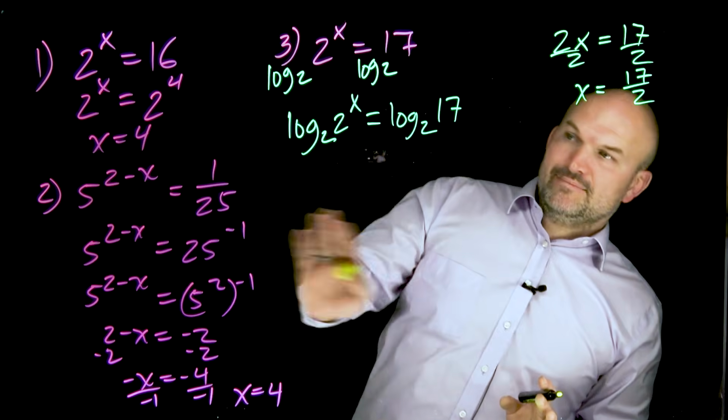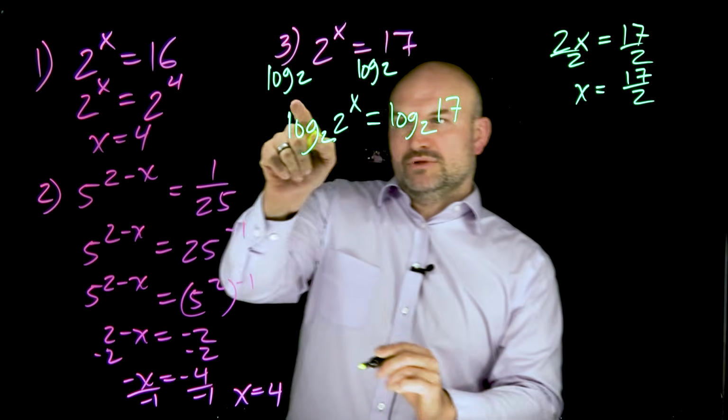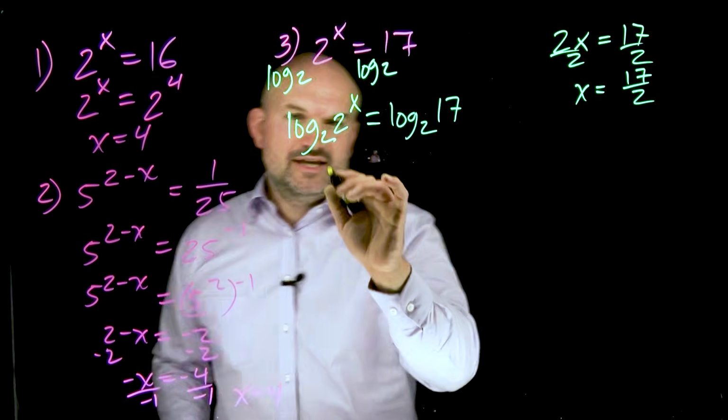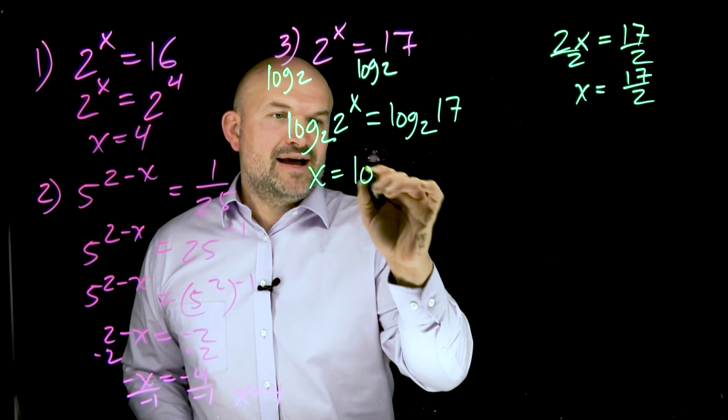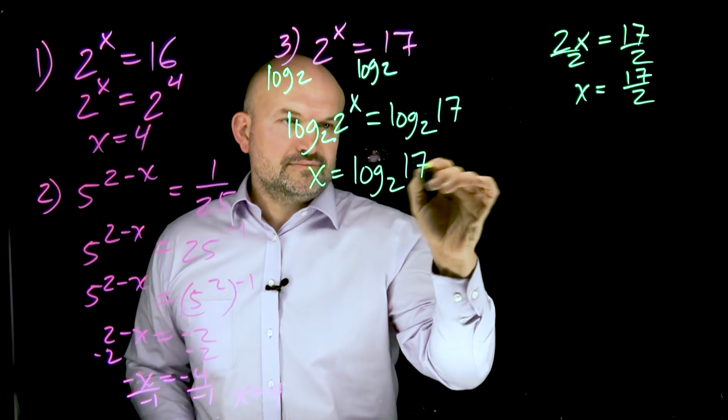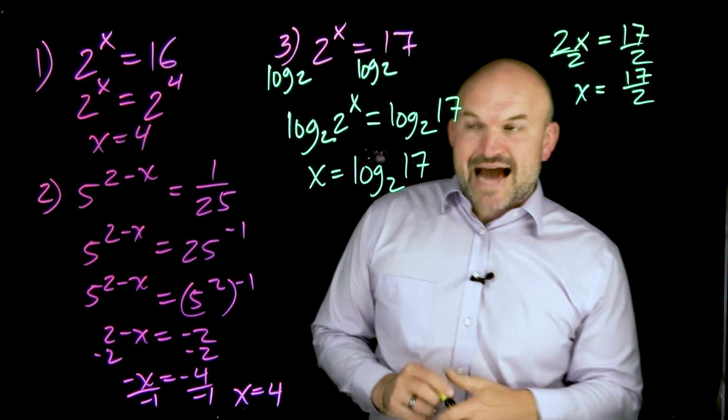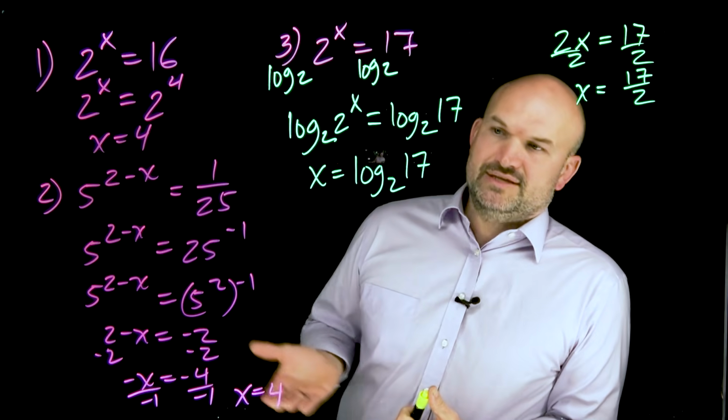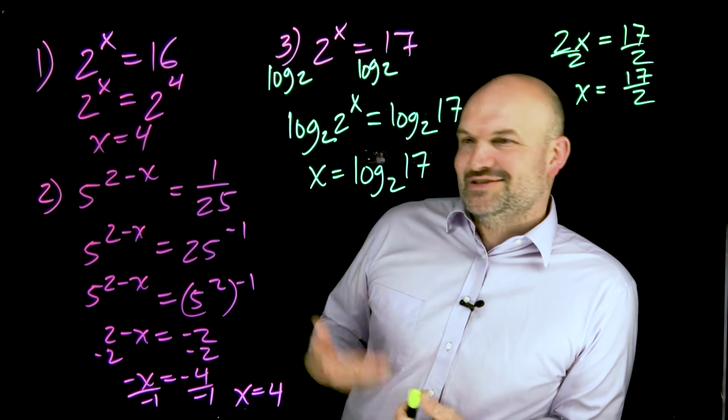Now, by understanding my rules of logarithms, I know log base 2 of 2 raised to the x is just equal to x. And now I have log base 2 of 17. So now it's important to understand, how do I solve for this? Well, the best and easiest way to do it is to use a calculator.